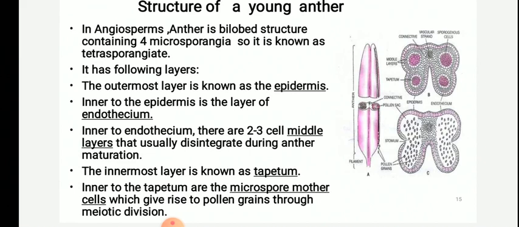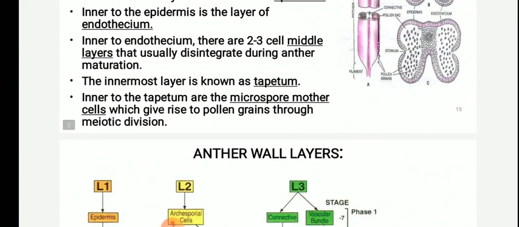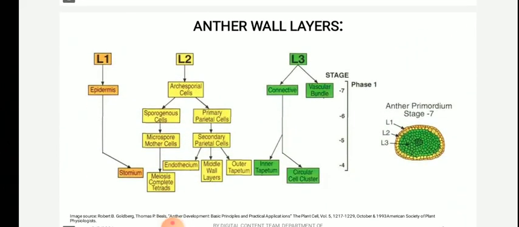The outermost layer is known as epidermis. Inner to the epidermis is the layer of endothelium. Inner to the endothelium there is a 2 to 3 layered middle layer structure that usually disintegrates during anther maturation. The innermost layer is known as tapetum. Inner to the tapetum are microspore mother cells, which give rise to the pollen grains through meiotic divisions. So if you see this picture, you will understand the development of the anther.